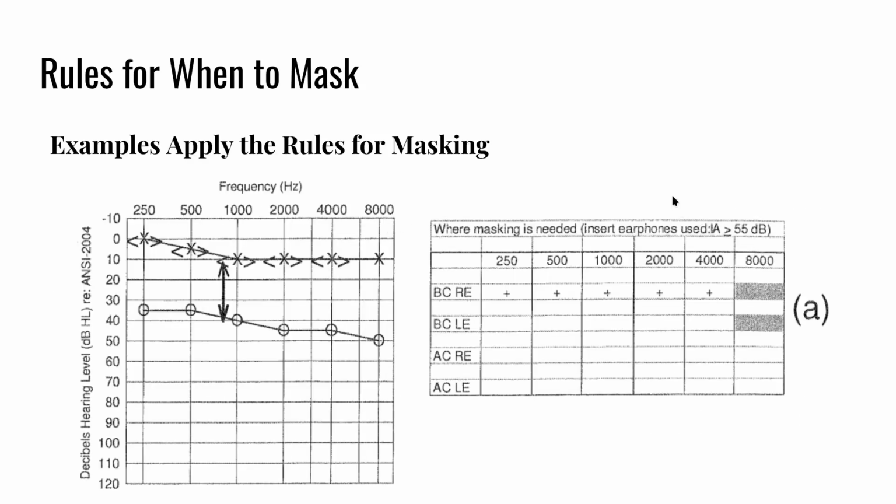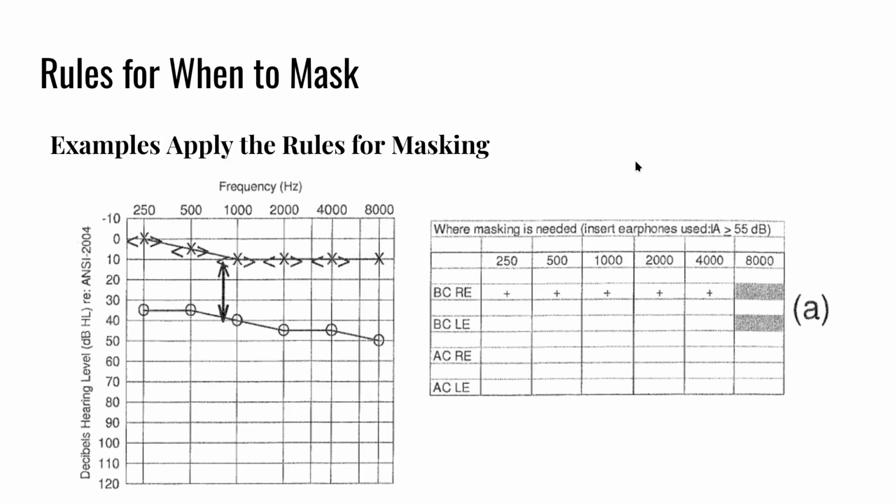Here's another audiogram. In this audiogram, the purpose is to figure out where we need to mask. The pluses in the table indicate where masked thresholds are needed. Hopefully this is intuitive. The arrow placed at 1,000 Hertz shows the possibilities of where that masked threshold might actually be. Here we need to obtain masked bone conduction thresholds in the right ear for all frequencies.